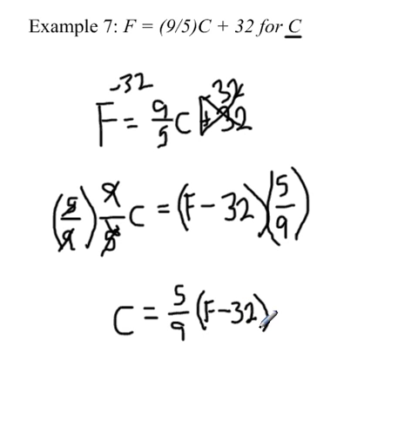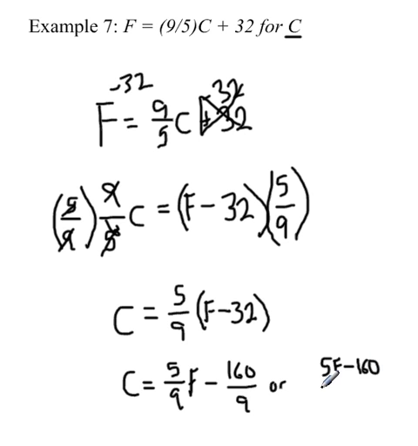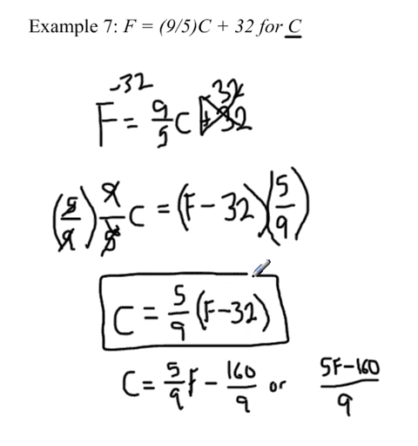If you distribute that 5 over 9 out to both terms, you're actually just making it work harder. You'll make that 5/9 F minus, then you have to do 32 times 5, which would give you 160. Then you'd have to put that over 9. Or you could write that as 5F minus 160, all over 9. This is really what I prefer you to stop at. But if you used a different method than what I used and still ended up with one of these, then you know you still have the correct answer. Those are all three mathematically the same.